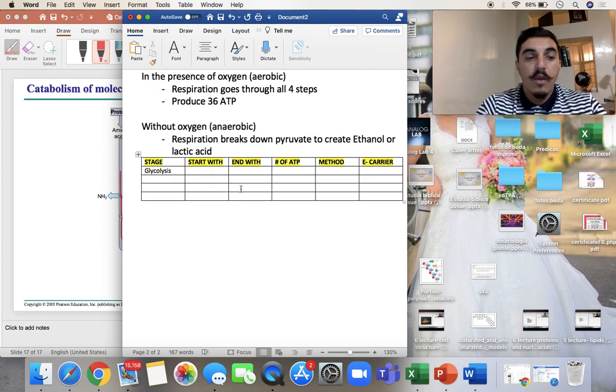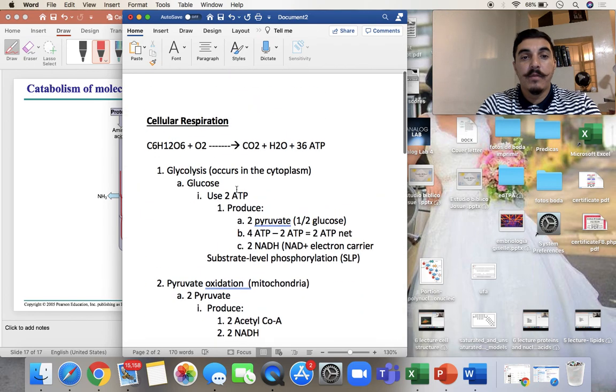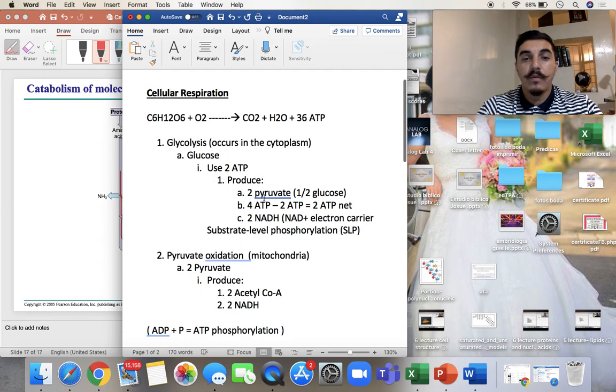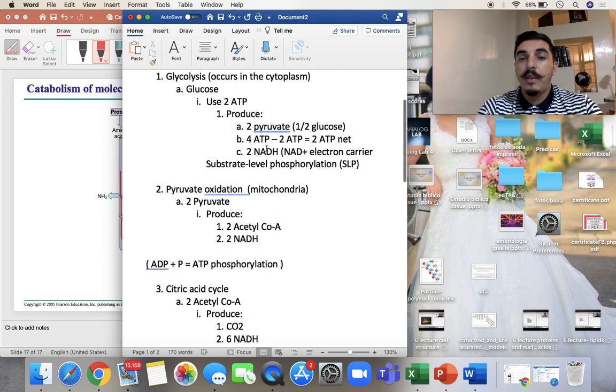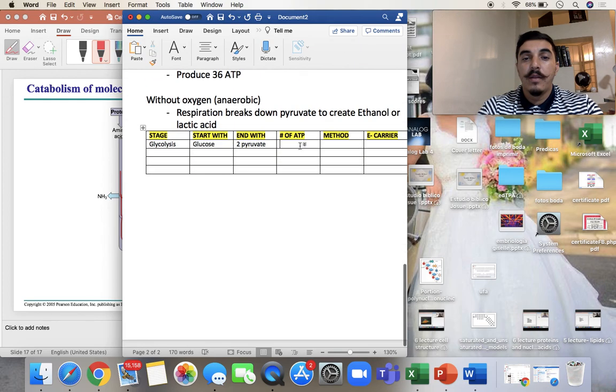Glycolysis. We start with glucose, and we end with 2 pyruvates. How much energy is made? So up here, glycolysis, glucose, 2 pyruvates, 2 total energies are made, technically 4, but since you use 2, technically 2. Number of ATPs, 2. The method is SLP, substrate-level phosphorylation, adding that P. And electron carriers, 2 NADH. 2 ATP, nice.